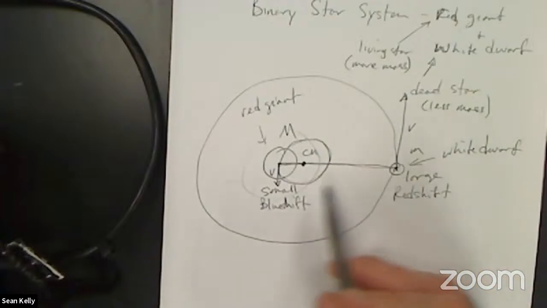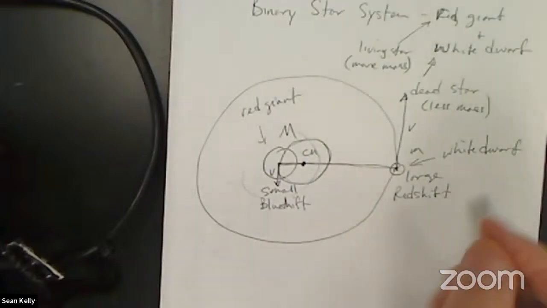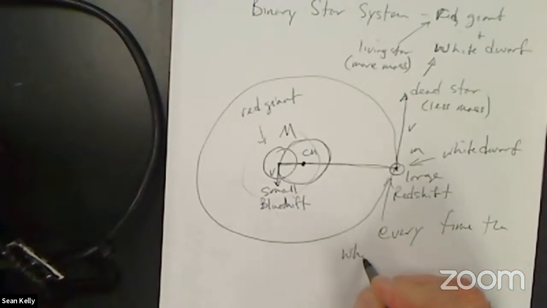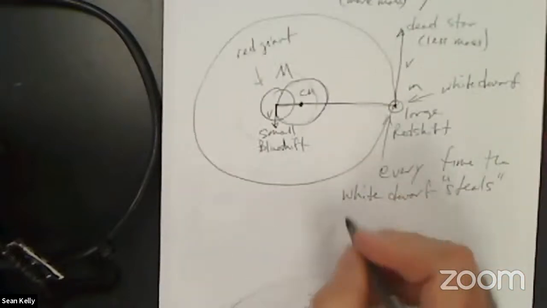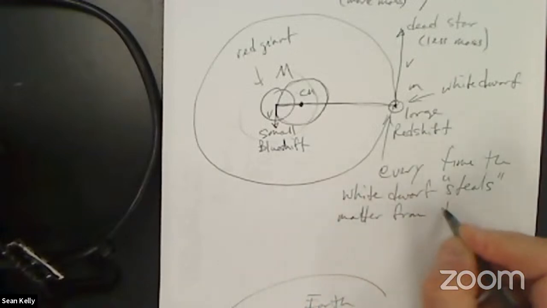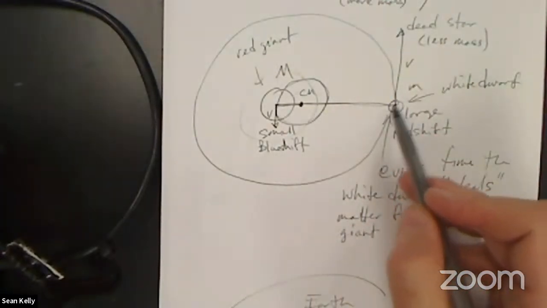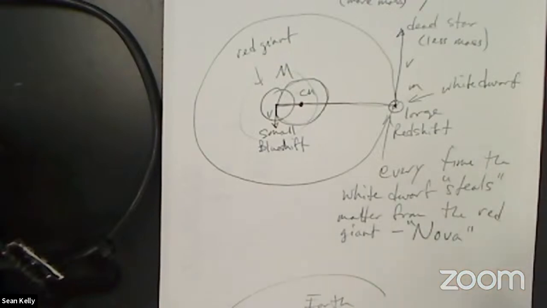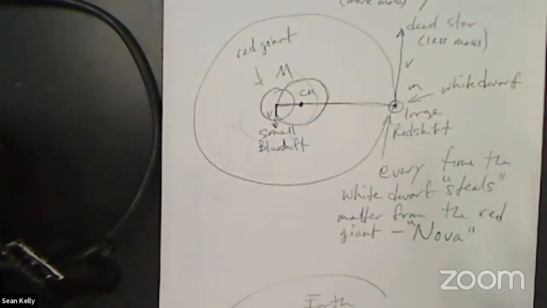And every time the white dwarf eats a little bit of the mass from the red giant, it steals matter, right? It flashes, right? So every time the white dwarf steals, it doesn't really steal, but matter from the red giant, we get a flash of light, a brilliant flash of light, because the material is going to land on the surface and instantly fuse, and it's called a nova, okay? So that is what happens every time the white dwarf steals matter from the red giant. You get a nova, okay?